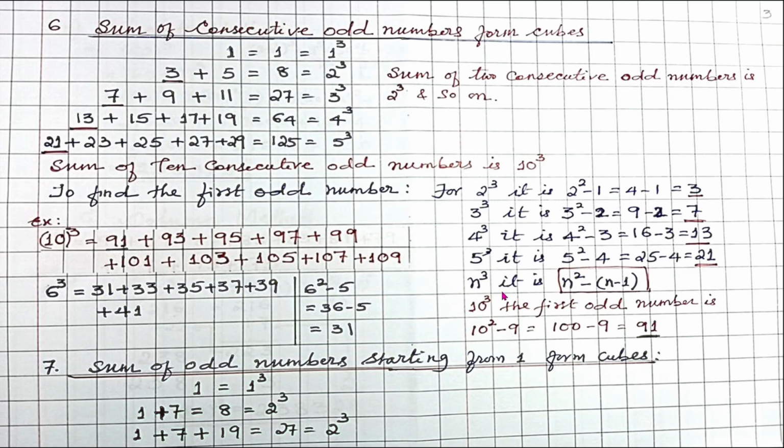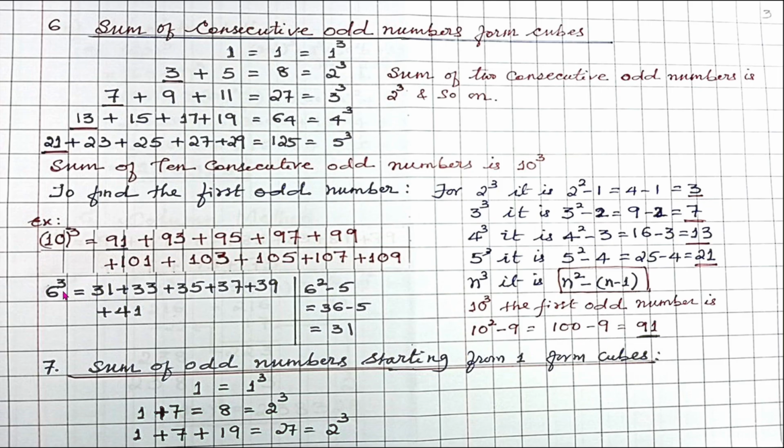Or we can find out the first odd number by using the relation n square minus n minus 1. And therefore for 10 cube, we should have 10 odd numbers, but we have to find the first odd number, that is 91, and that can be found out by putting here n as 10. So 10 square is 100. Then 10 minus 1 is 9, 100 minus 9 is 91. That is the method.